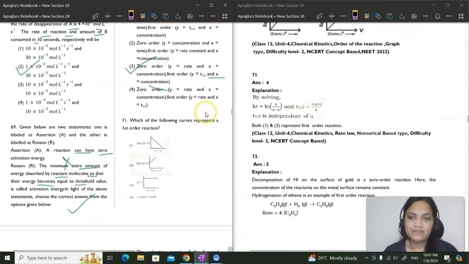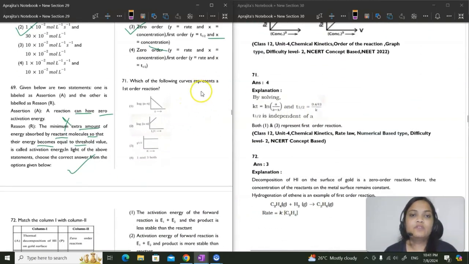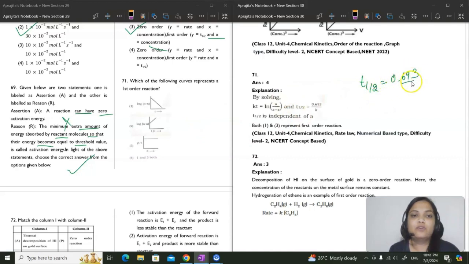Next, question number 71. Which of the following curves represents the first order reaction? So students, you know that for the first order reaction, t half is 0.693 upon k. So it does not depend on the concentration. So the third graph is actually correct.